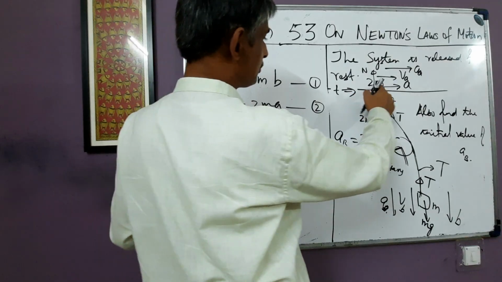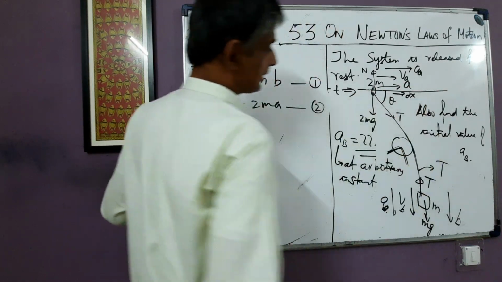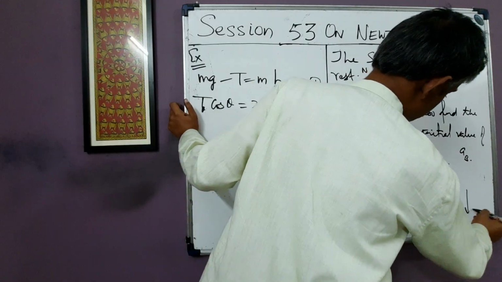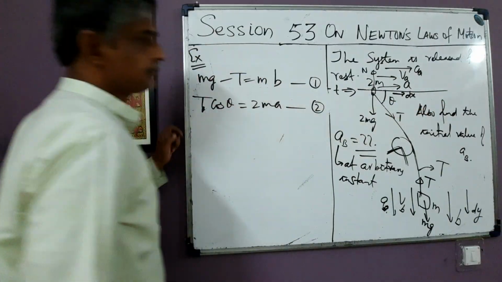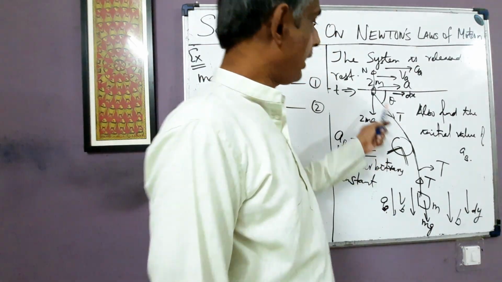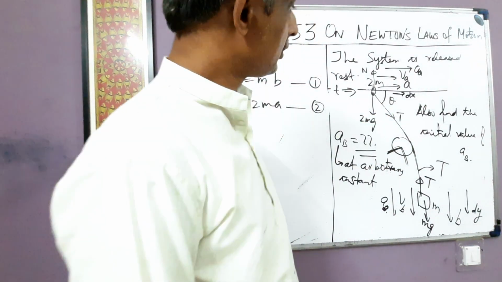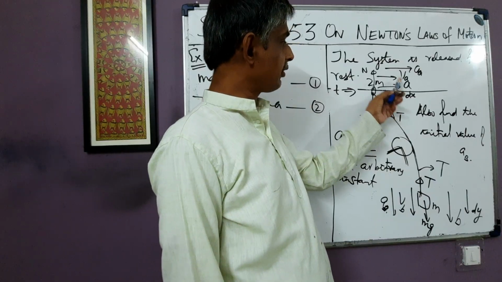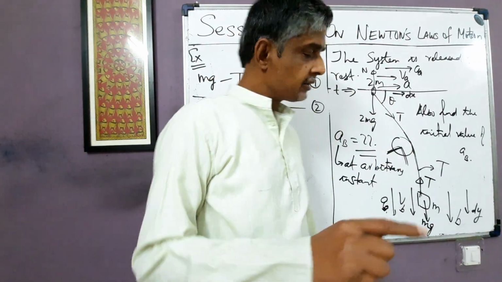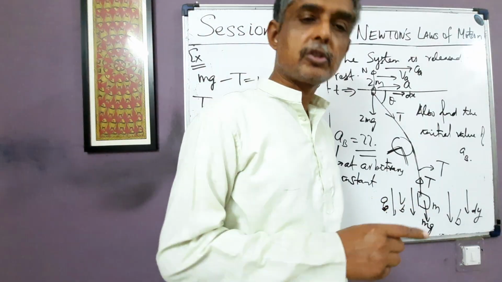At a certain instant, suppose this ring gets displaced rightward by amount dx, and this block gets displaced downward by amount dy. Now here I have to say one thing. As time passes by, theta goes on changing. You can see theta is not constant. So the constraint relation for acceleration will be different from the constraint relation of displacement and velocity.